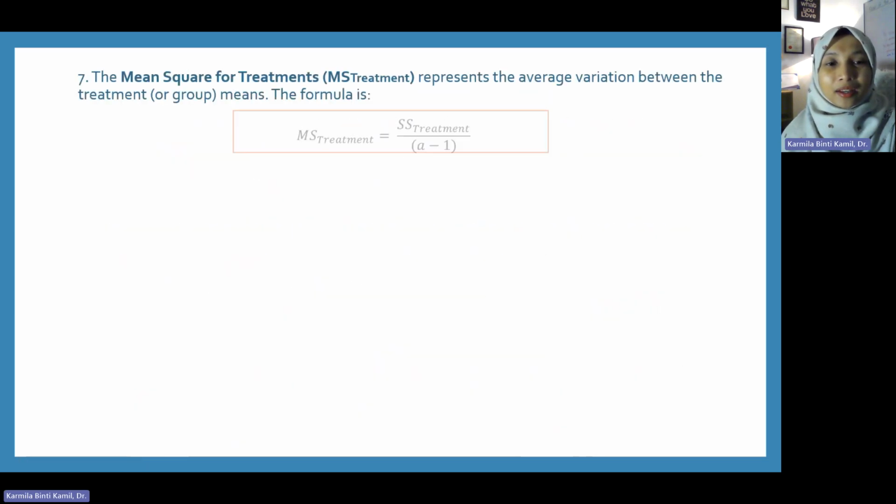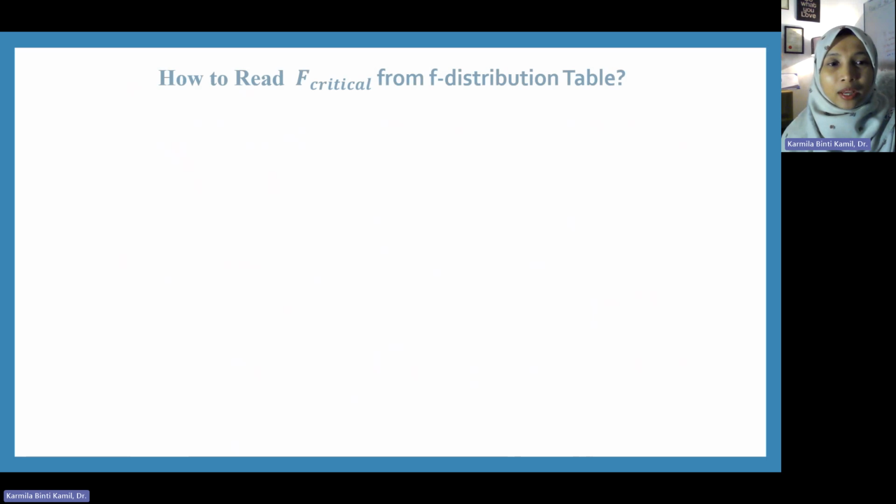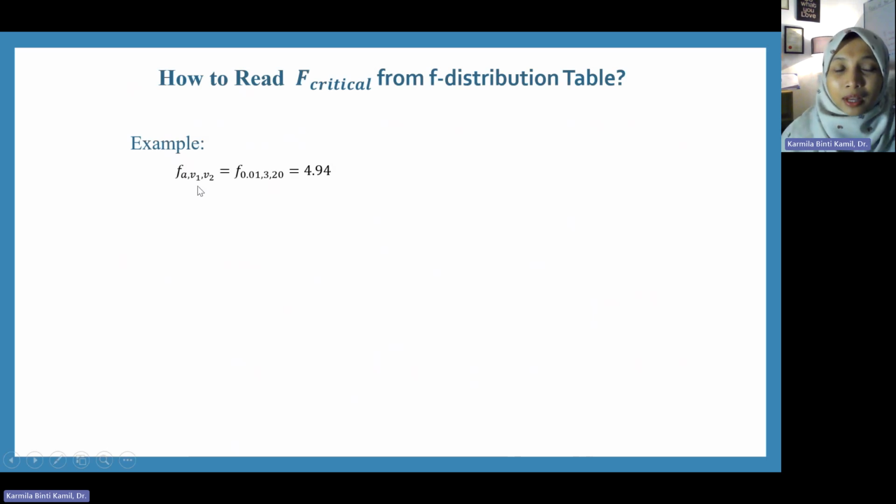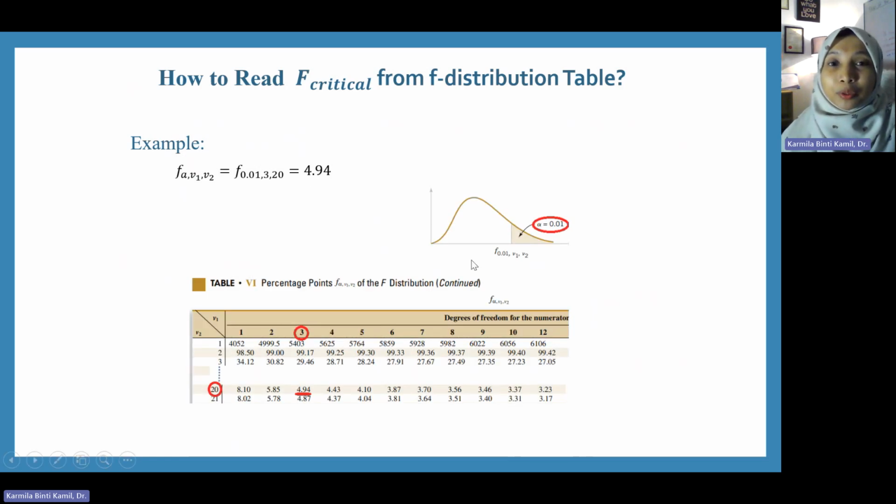Let's say that in this example, the alpha value is 0.01, degrees of freedom 1 is 3, and degrees of freedom 2 is 20. So how do we get 4.94 from the F distribution table? You may refer to your formula booklet for statistics.